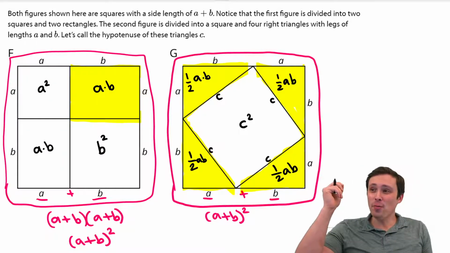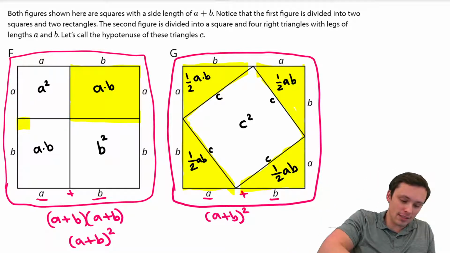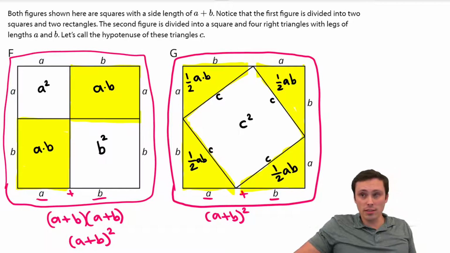Now, I highlighted more, so we better highlight the same amount on the left-hand side. And isn't this going to be also equal to that? So these yellow areas that I've highlighted are equivalent, right? They're the same. And the overall large area that we have is equivalent, isn't it?